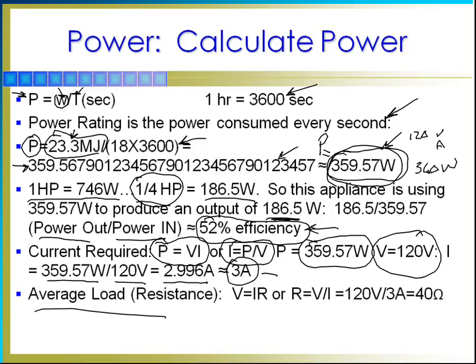The average load, well, voltage equals current times resistance, or my resistance equals voltage over current. So 120 volts over 3 amps. My average load resistance is 40 ohms. So you see how we're breaking this down just because I knew how much work energy was used over a specific period of time. And then, of course, there was also knowing the household voltage that was running it.